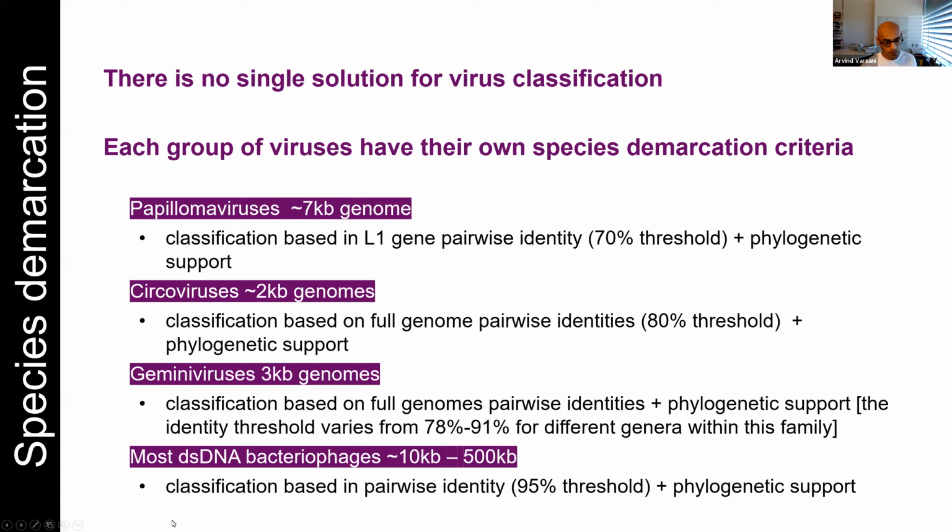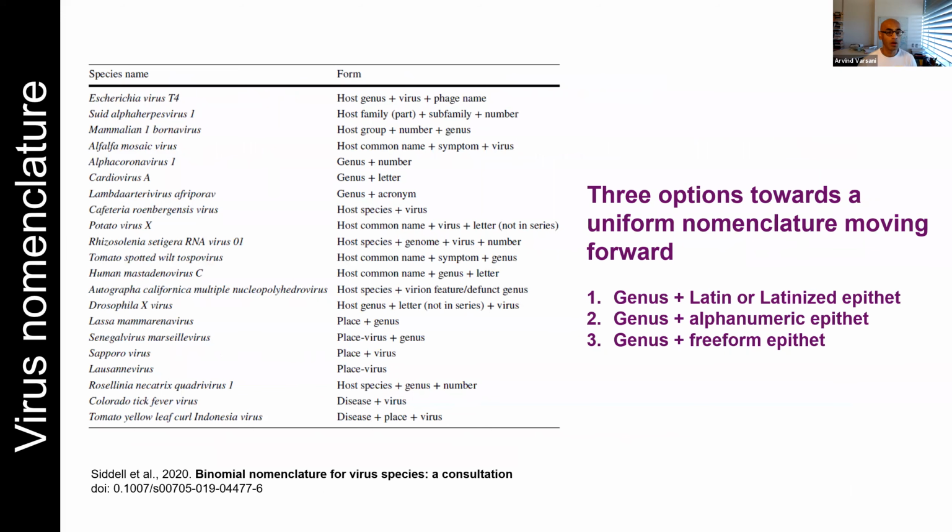When we look at double-stranded DNA bacteriophages, with a huge range in genome size, they're mainly classified based on a pairwise identity threshold of 95% coupled with phylogenetic support. So you can see the variation across the board. And that means there is no universal way of classifying all the viruses, no universal species demarcation criteria that can be used in this setting.